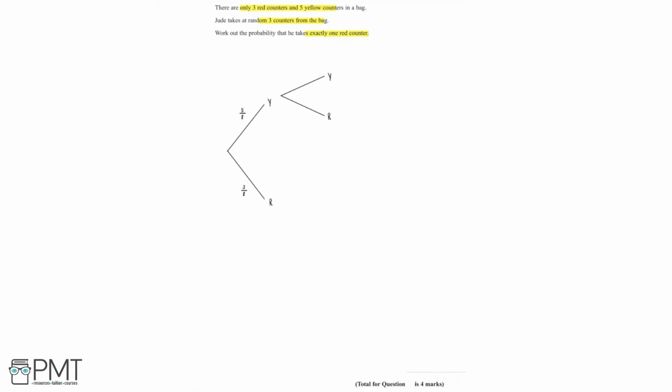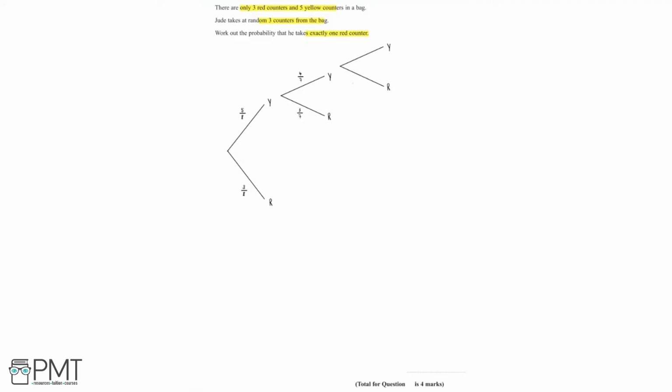Now if there were 5 yellow counters in the bag to begin with, and he takes 1 yellow counter, that means there are 4 yellow counters left, out of a new total of 7. And so the probability of picking a yellow counter the second time is 4 out of 7. And if he takes a yellow counter the first time, the number of red counters doesn't change, and so the probability of taking a red counter the second time would be equal to 3 out of 7.